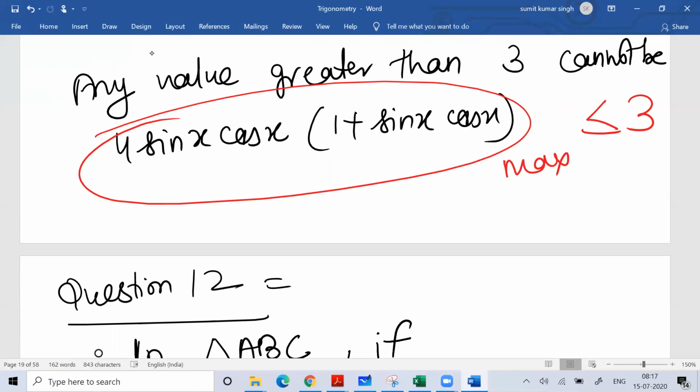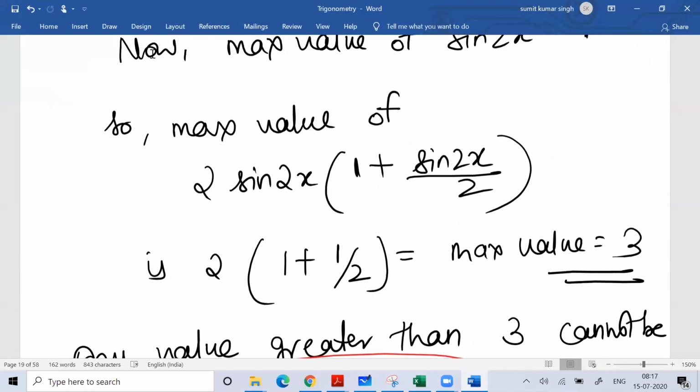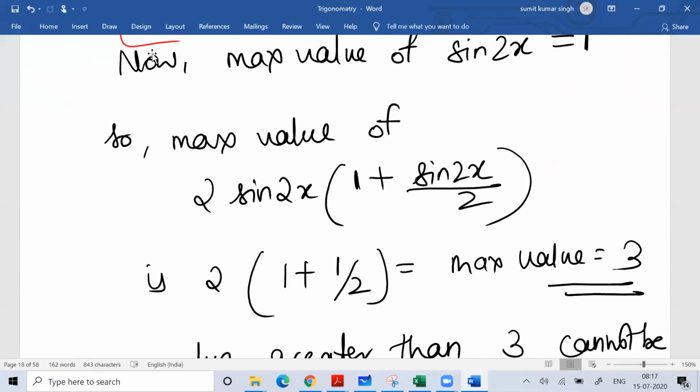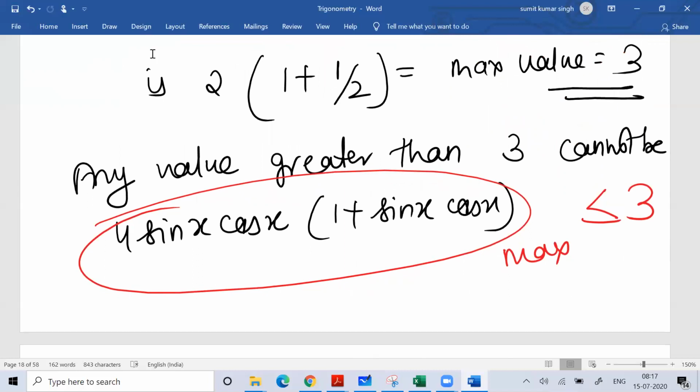If you want the minimum value, you can put -1 here in this expression. So this is -2 times (1 minus 1 by 2), which is -2 times 1 by 2. This would be -1. So the minimum value of this expression would be -1. So the maximum value is 3 and the minimum value would be -1.